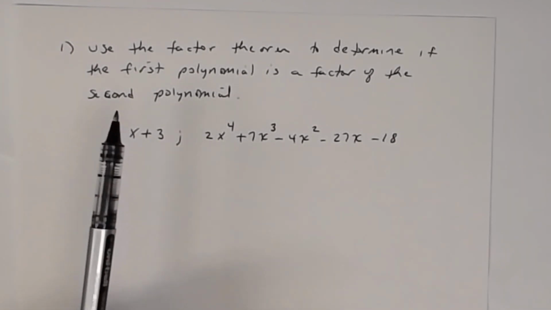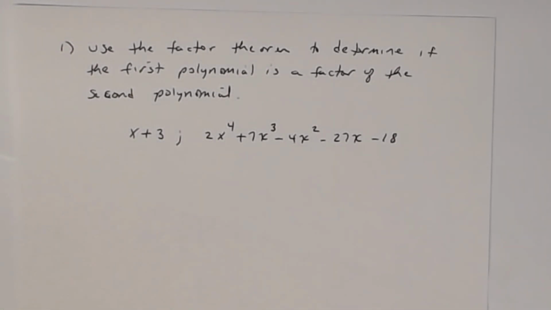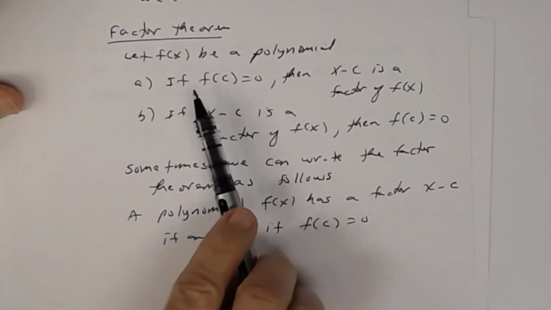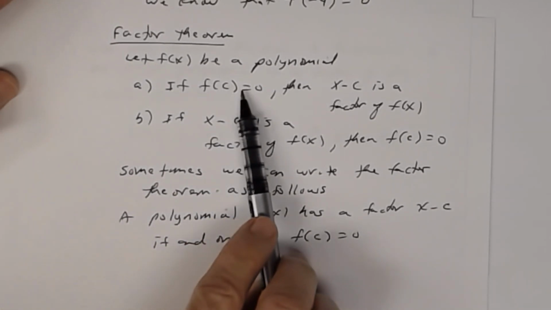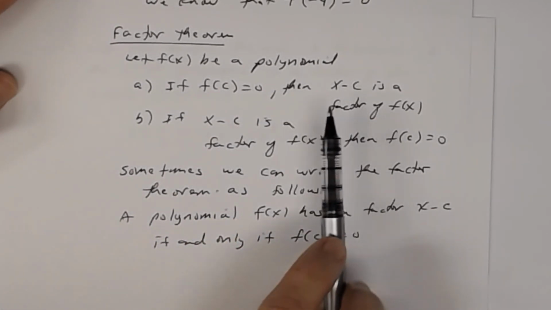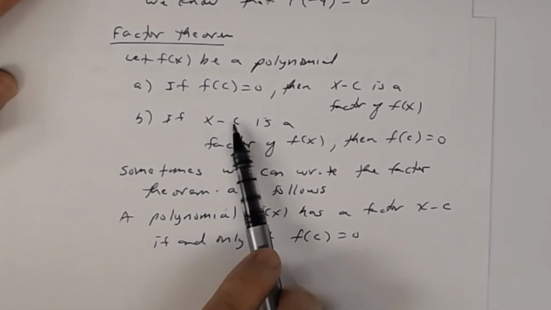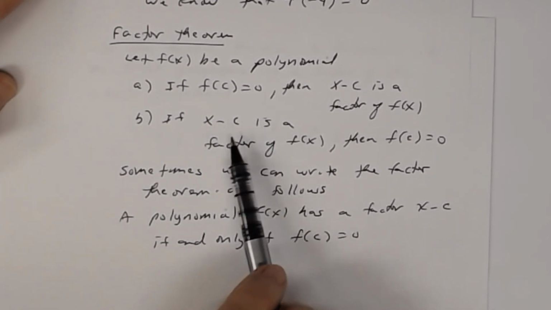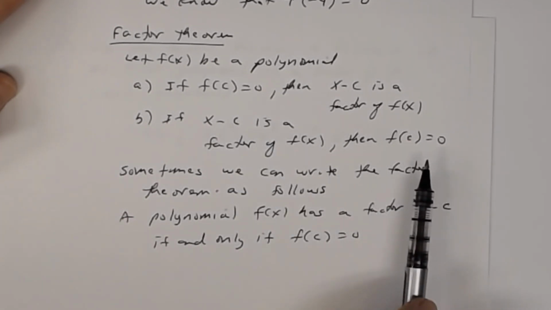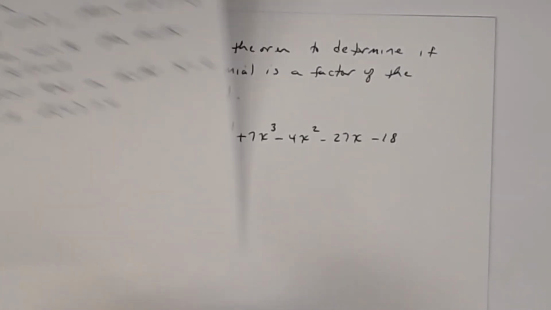So according to the factor theorem, remember the factor theorem basically had two parts. The first part said if f of c is equal to 0, then x minus c is a factor of f of x. If x minus c is a factor of f of x, then f of c must be 0. Okay.